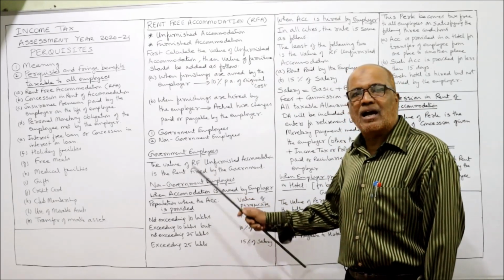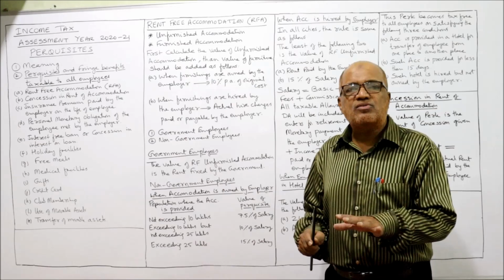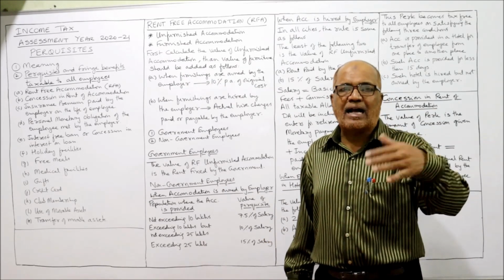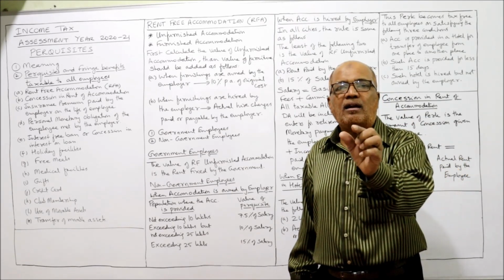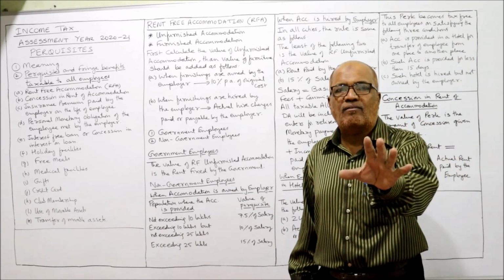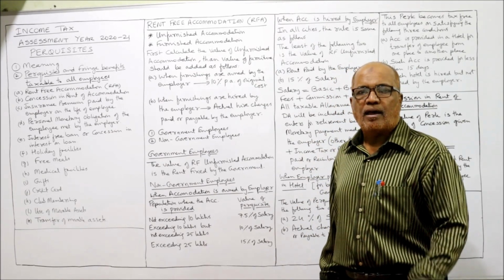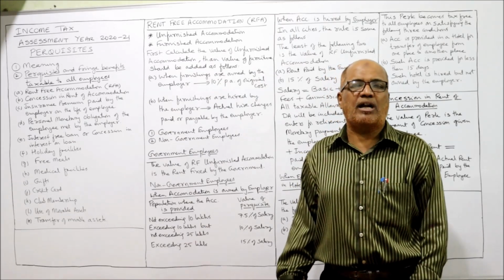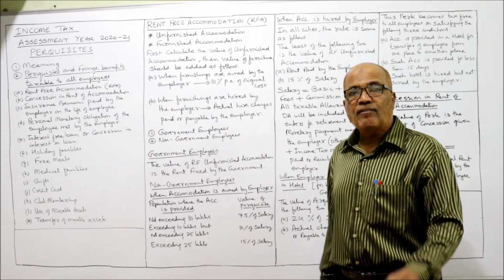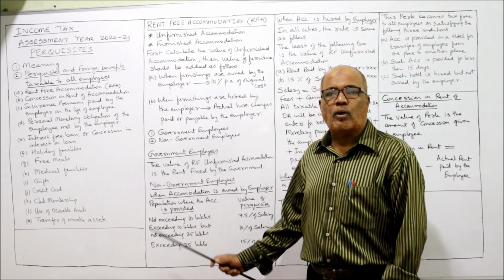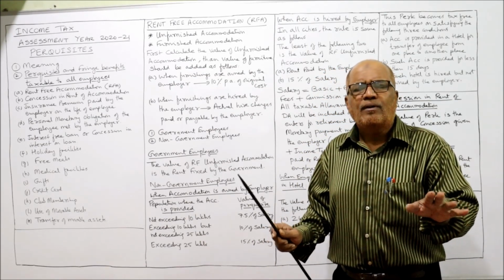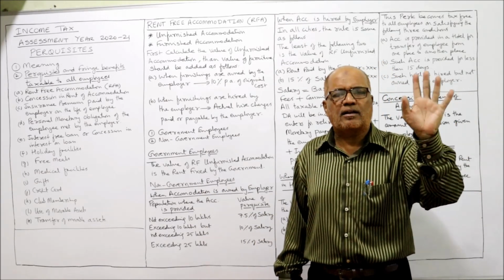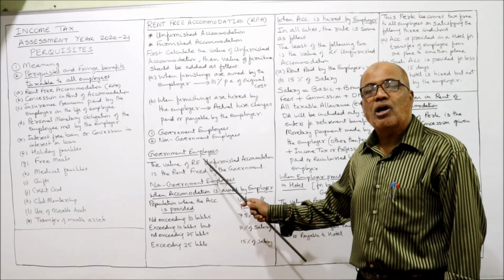Suppose the employee is a government employee, the provision is very simple. Rent fixed by the government is the value of the perquisite. Rent fixed by the government is the value of the rent-free unfurnished accommodation. If the employee is a government employee, no calculations, nothing. We should not take anything. We have to take only rent fixed by the government. That's it. For whom? Government employee.